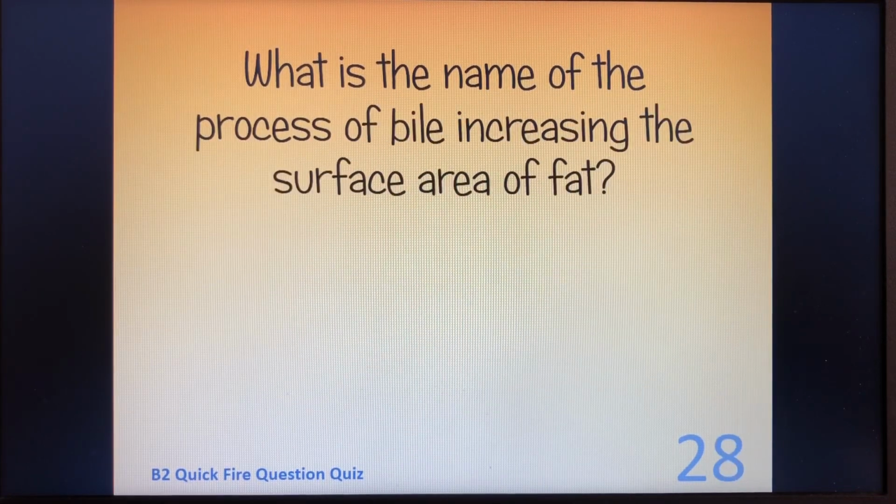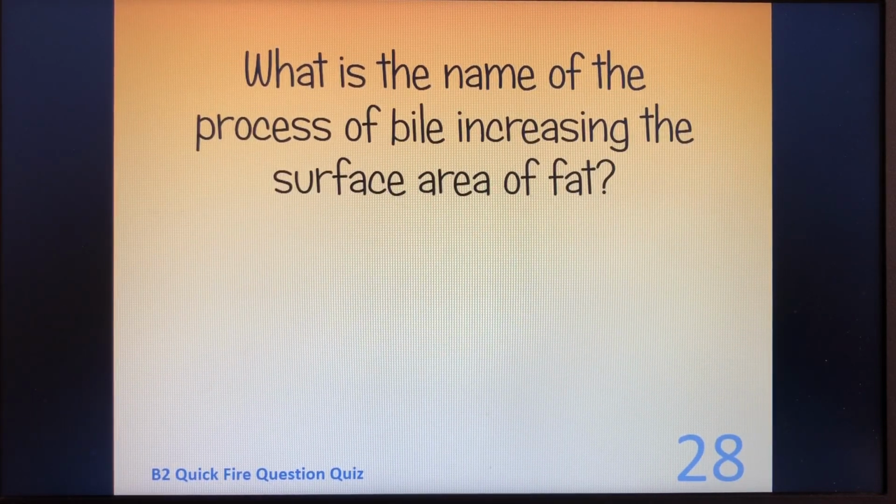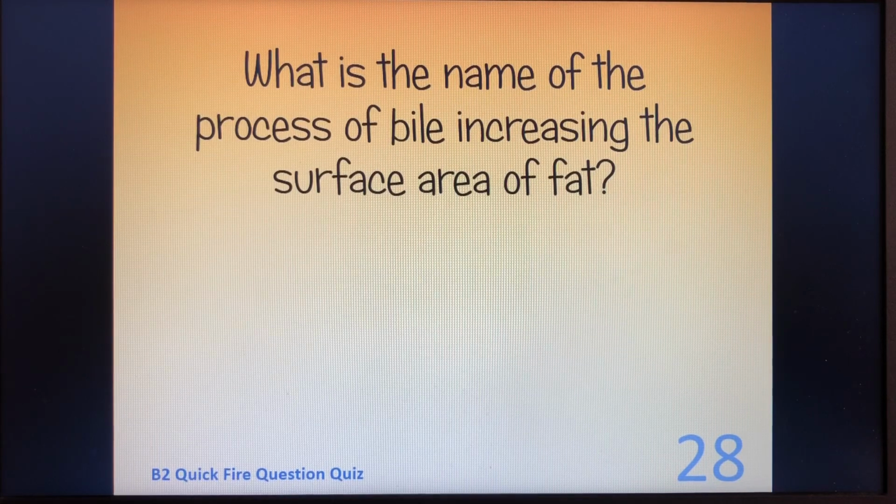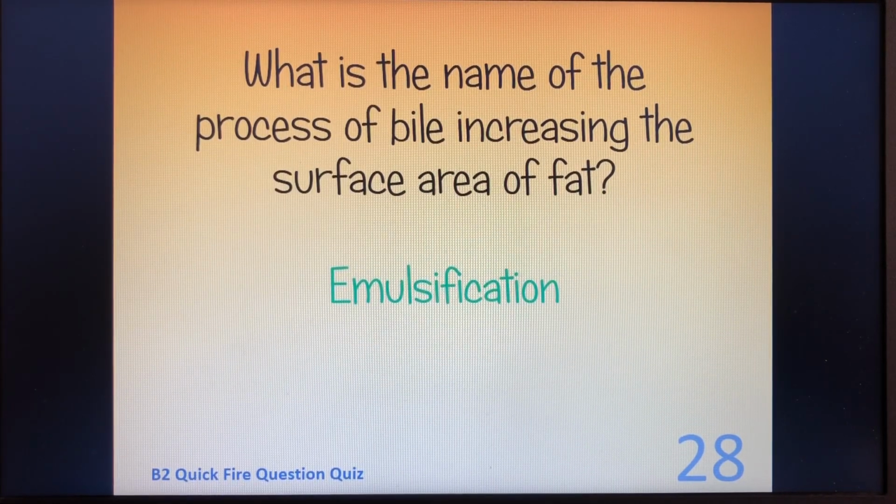Question 28. What is the name of the process of bile increasing the surface area of fat? Okay, so bile comes in and it chops down the fat, turning it from globules into droplets, increasing the surface area so that lipase can attack it better later. And what is that process known as? And the answer is emulsification, or emulsifying the fat.